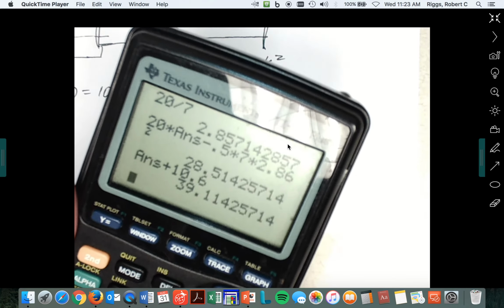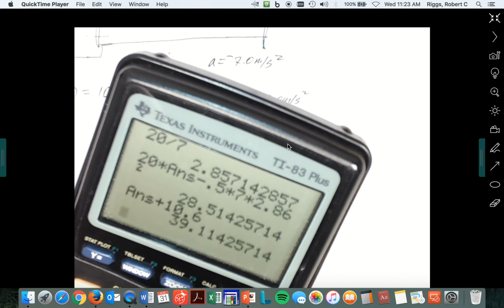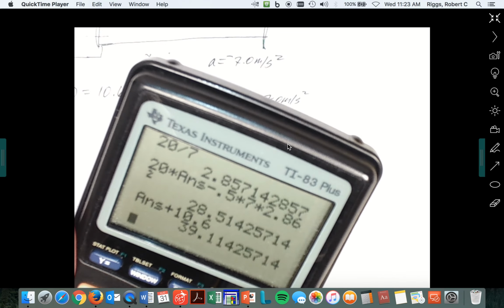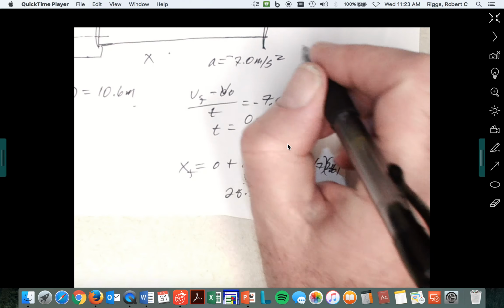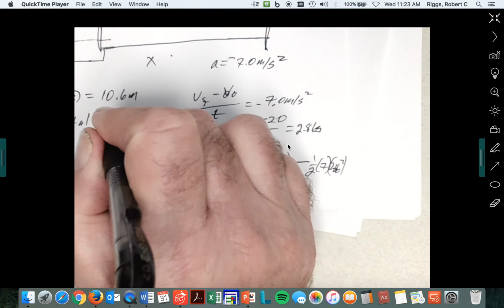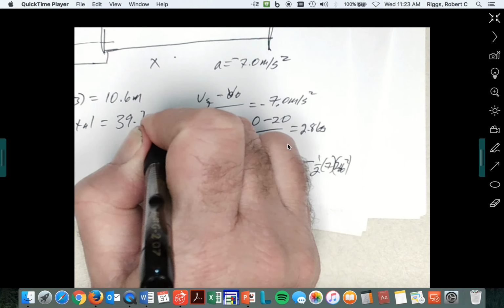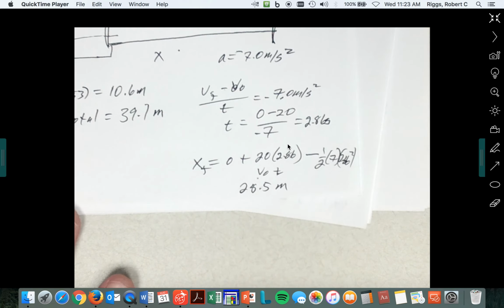This is kind of a good test problem because it tests a lot of stuff over chapter 2. Just tests everything. 39.1 meters. So the total stopping distance is 39.1 meters.